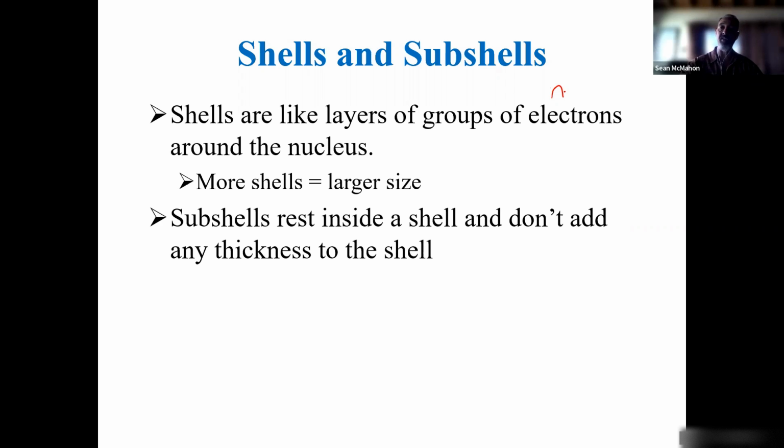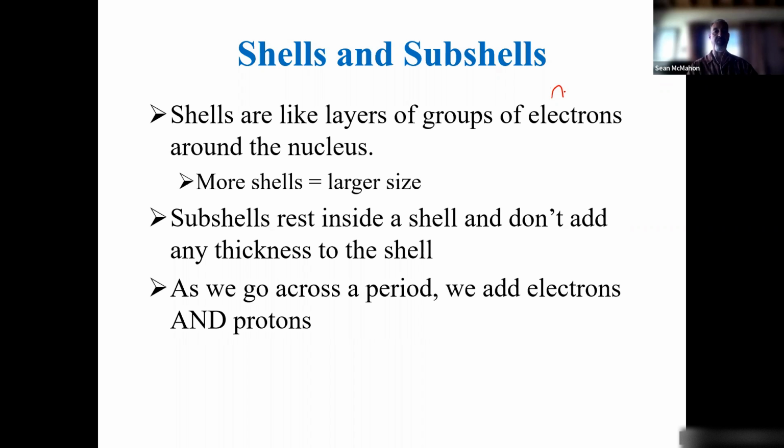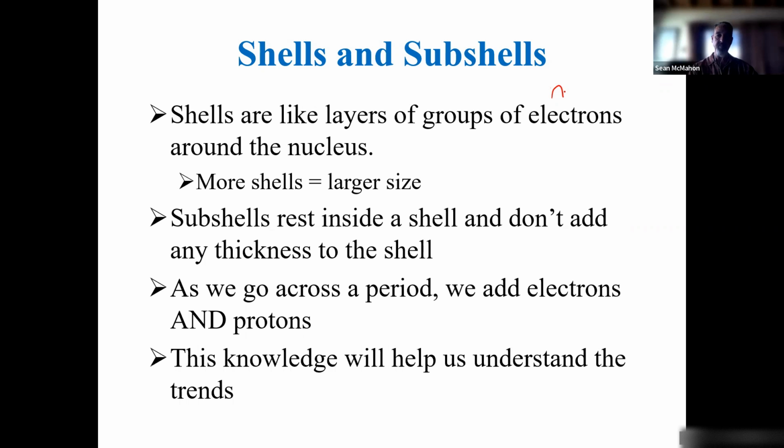So the subshells, the S, the P, the D, the F, are inside those energy levels, those shells, and they don't really add any thickness because they're just overlapping in the available spaces because they have different shapes, okay? So when we talk about atomic radius, we're going to go across periods. So that's left to right. We're adding electrons, but we're also adding protons. So we have to remember that. And this is going to help us understand all the trends.